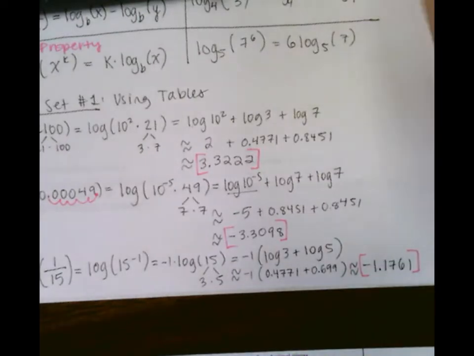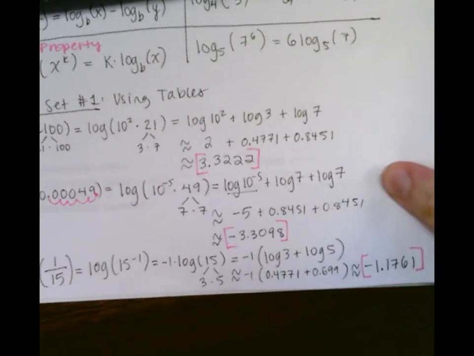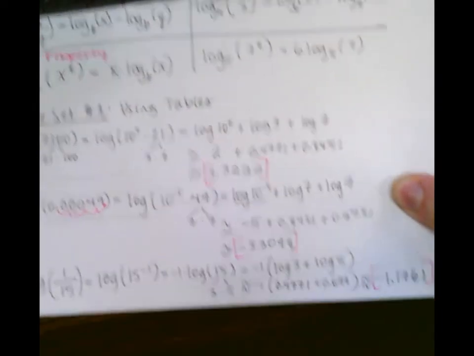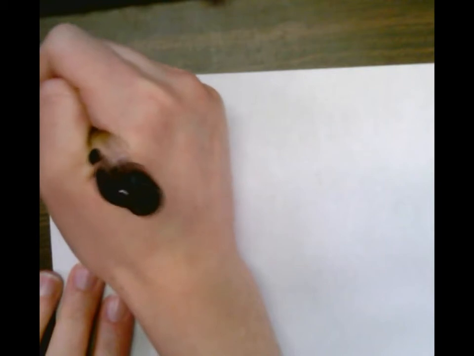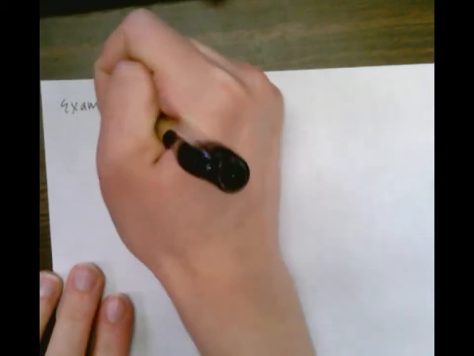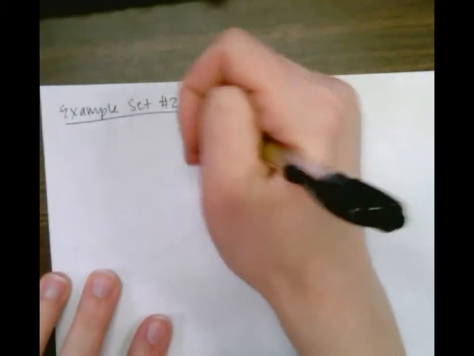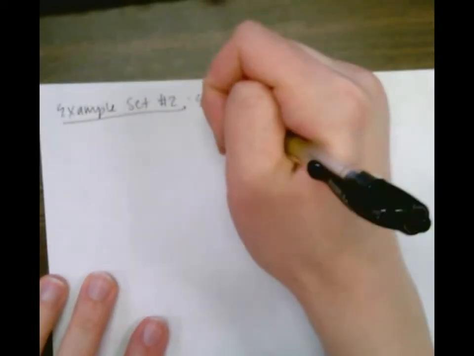Okay, so let's move on now to our next set of examples. These were similar to what you're going to do in your homework. What we do next is going to be a little bit different, but it's kind of where we're headed next time I see you. So I want to preview the other types of problems that we're going to be practicing later. Example set number 2, we're going to be expanding logarithms.